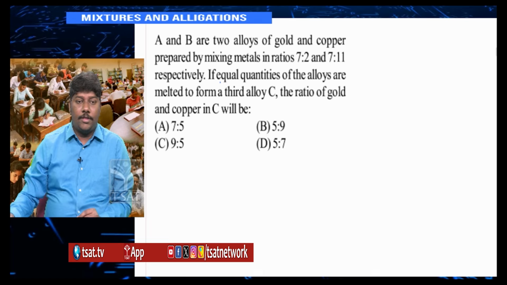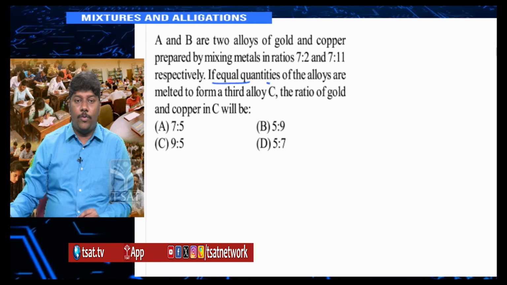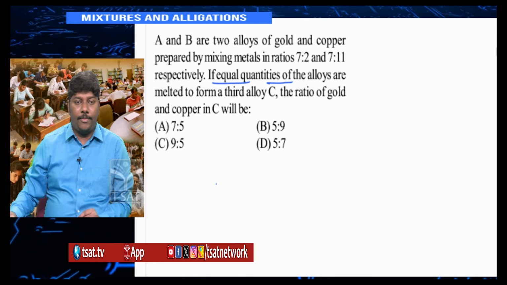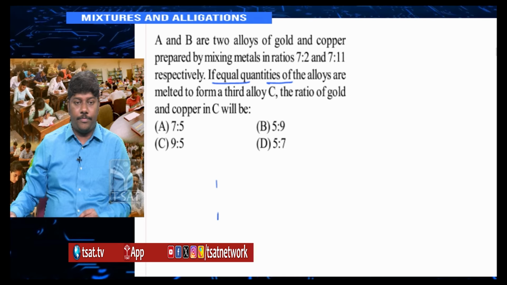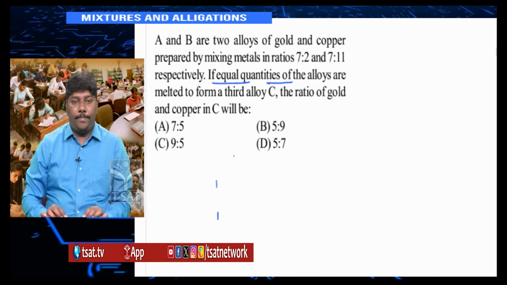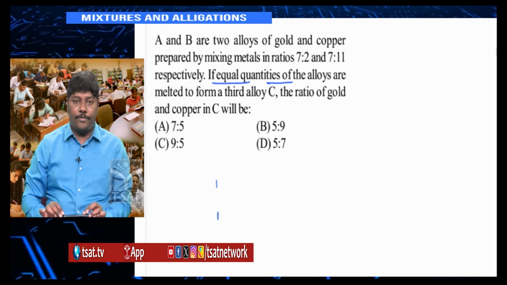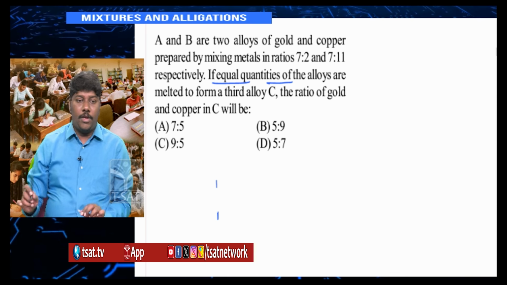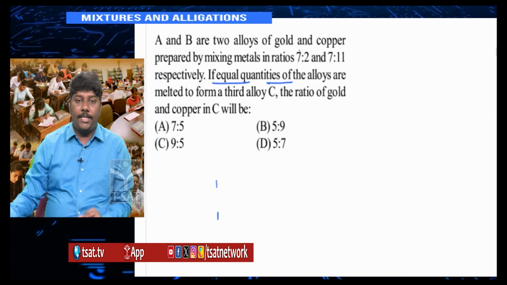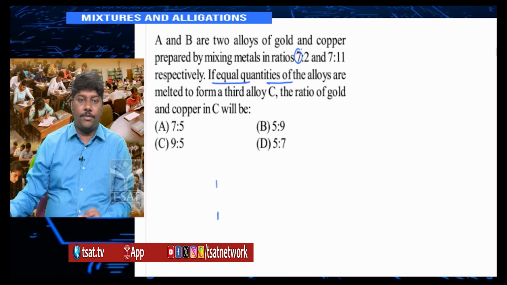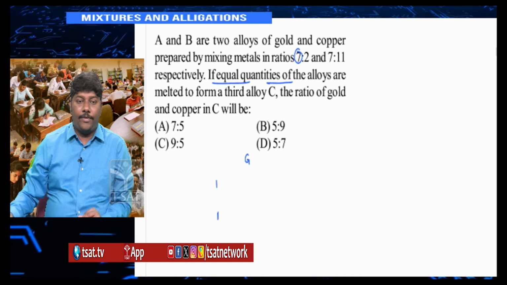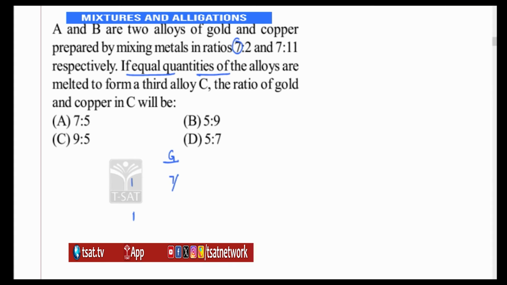Now look here. Here the term equal quantities he said. Equal quantity means you are adding them in 1:1 ratio. Now gold and copper are given. I don't need to take both of them at a time. I just need to take one of them at a time. So I am taking gold. What is gold in the first one in terms of parts? In terms of fraction, gold in the first one is 7 out of 9. What is gold in the second one? 7 out of 18 parts.